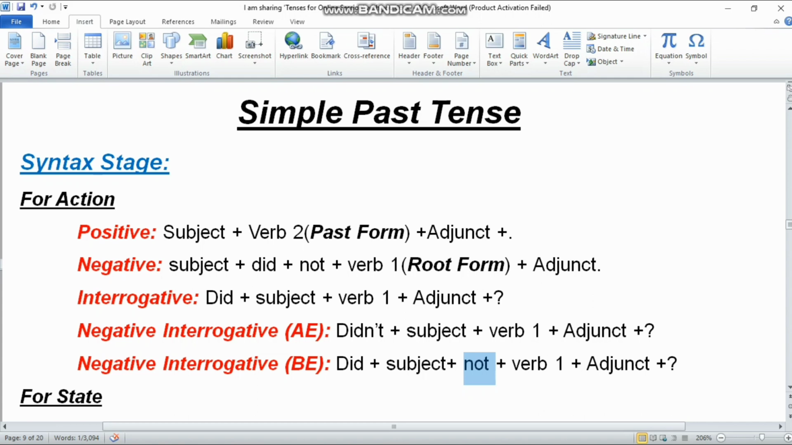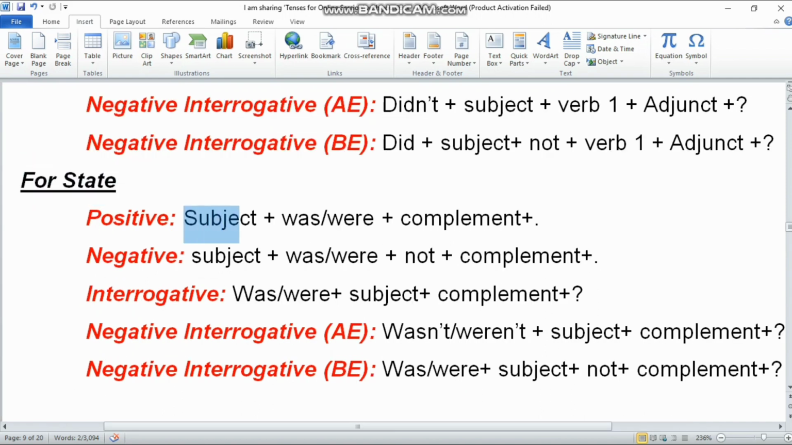This part of the structure that we have discussed so far is for the actions. Now we are going to talk about structures for state. In the beginning, there is the subject, followed by the auxiliaries was or were. The auxiliary was is used for first person singular and third person singular. The word were is used with plural subjects, and at the end we use the word complement.